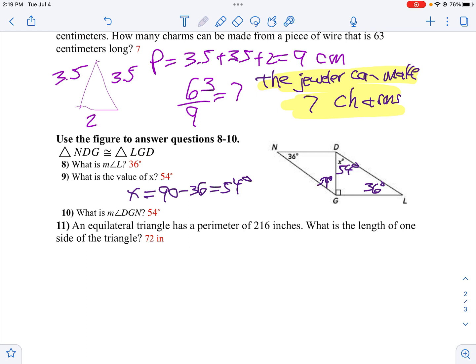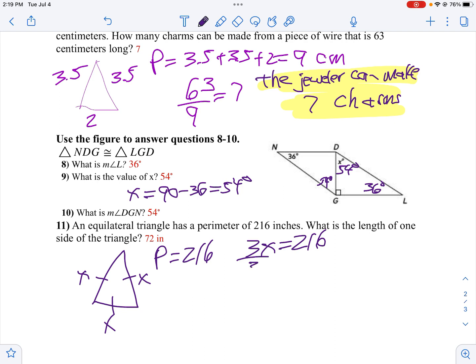On number 11, I've got this equilateral triangle, and I know its perimeter is 216. Well, I want to know the length of each side, so I know 3x equals 216, or divide by 3. The length of each side would be 216 divided by 3, which is 72. And then don't forget it's inches. You have to have your units on this one.